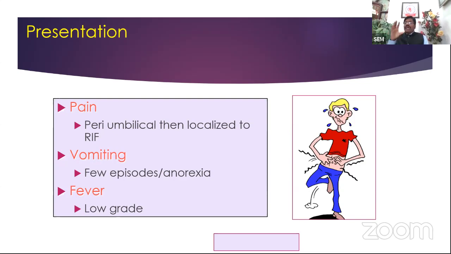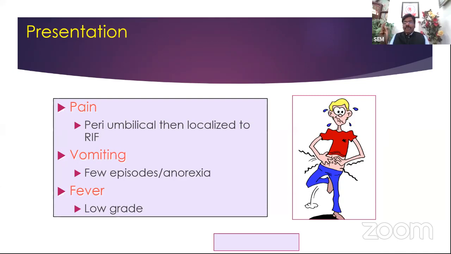In other words, colicky central abdominal pain, shifting to the right iliac fossa, and now presenting constantly. That is a classical thing. Pain. One word, shifting pain. Okay. Next is few vomiting.